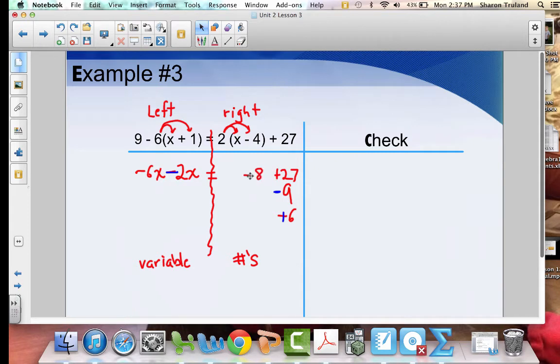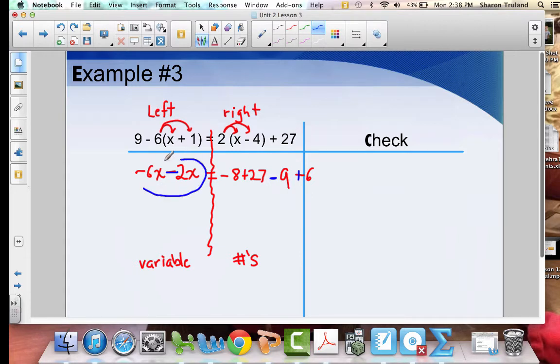Negative 8 gets to stay. Positive 27 gets to stay. And we have this negative 9. And we have this positive 6. Okay, so now I can combine like terms. Negative 6x minus 2x is negative 8x.